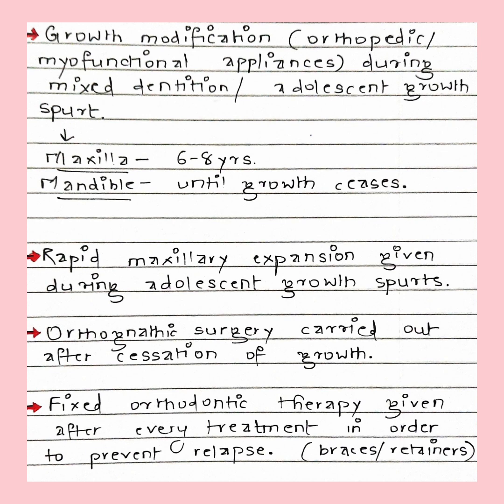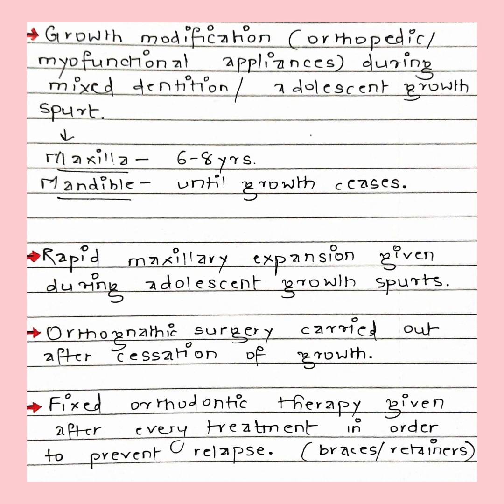If the age of the patient mentioned in the question has crossed the growth spurts, then orthodontic surgery is performed when the growth ceases, because surgery is performed to make this treatment stable. We want the results to be stable. Hence, the growth should cease or stop.